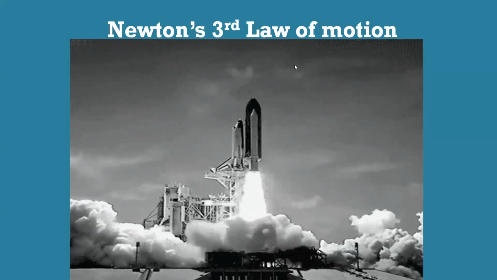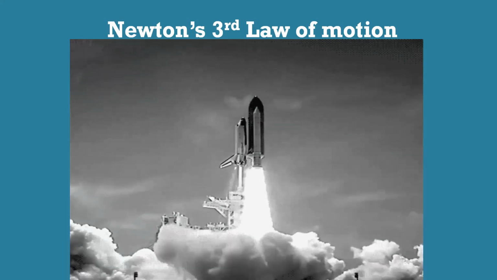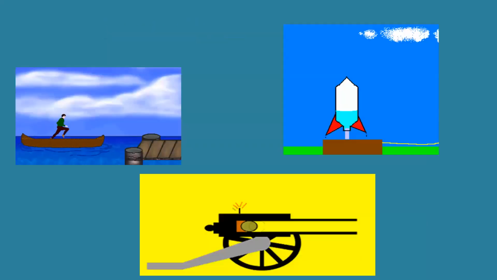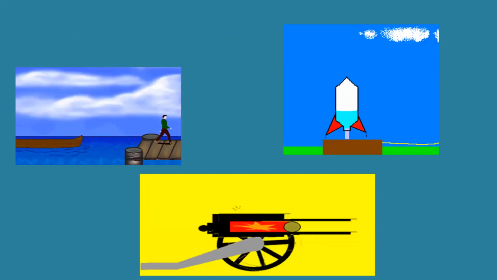In this chapter, we are studying about Newton's third law. In this Newton's third law, you can see that a person is jumping from a boat. Now he is kicking back to the boat. The boat is moving in the backward direction, and the person is moving in the forward direction.